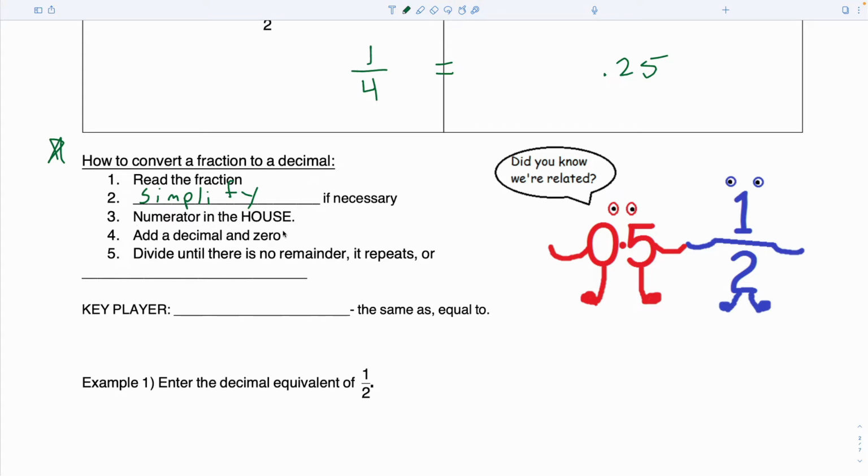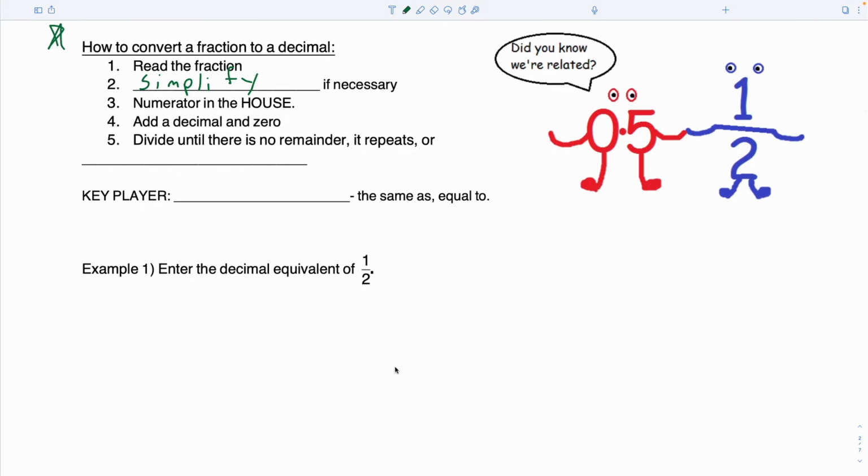Numerator in the house. If you want to do the weird house thing, I just feel like it makes it seem cool. It's like the numerator gets the house because it's on top, right? It's rich, it's wealthy. So let's put the numerator in the house, and then 4th step, add a decimal and a 0, and then divide until there's no remainder. It repeats or it terminates. We're going to look at this briefly today, probably more tomorrow. Your key player for today is the word equivalence.